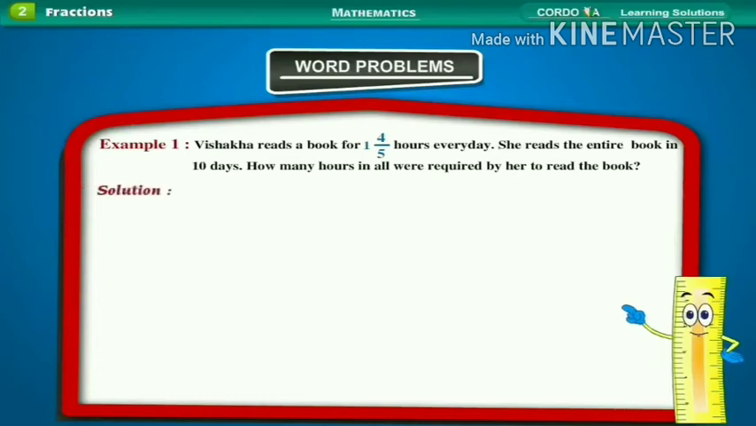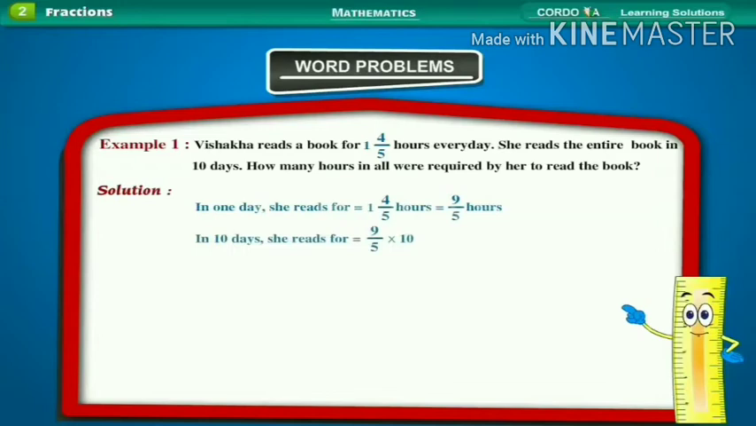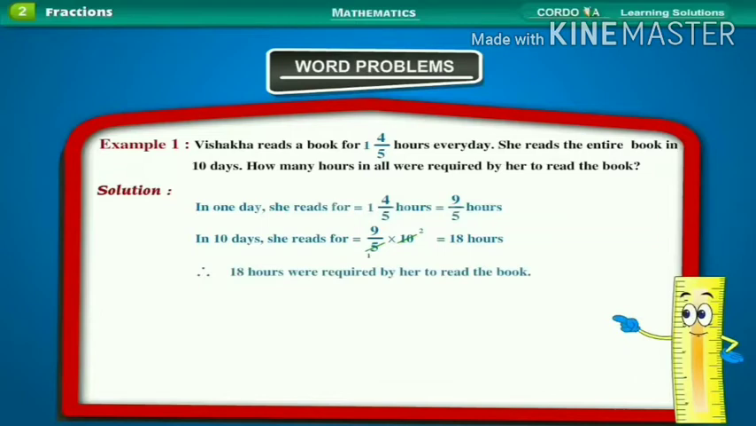Solution. In one day she reads for 1 and 4 upon 5 hours, which is equal to 9 upon 5 hours. In 10 days, she reads for 9 upon 5 into 10, which is equal to 18 hours. Therefore, 18 hours were required by her to read the book.